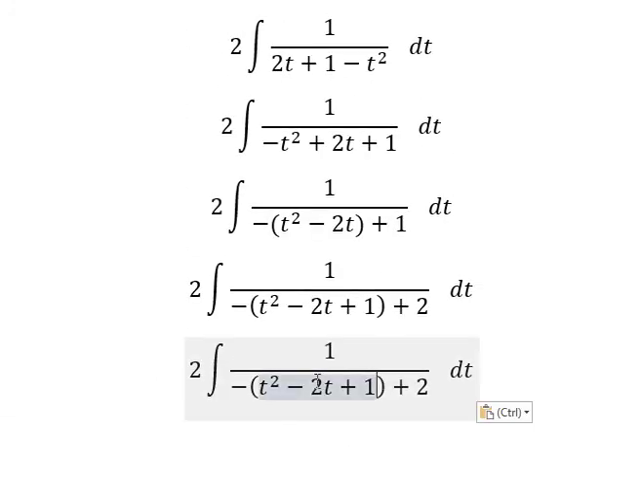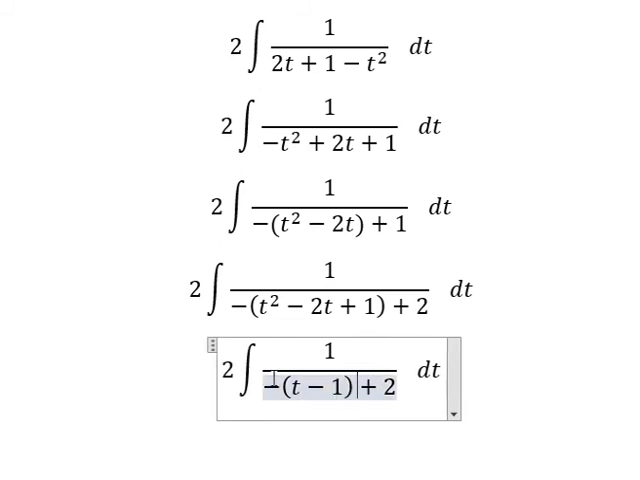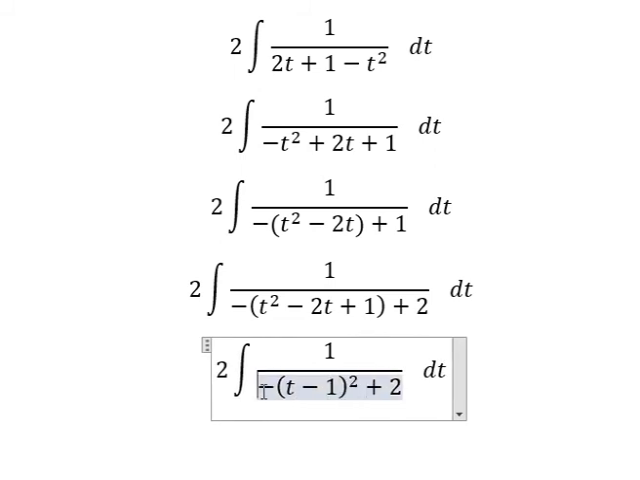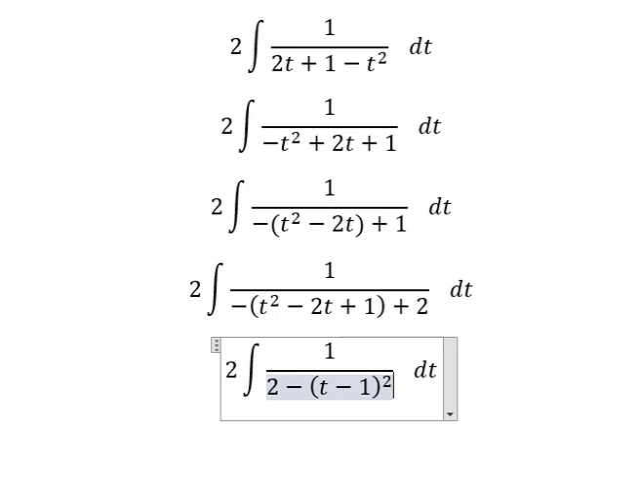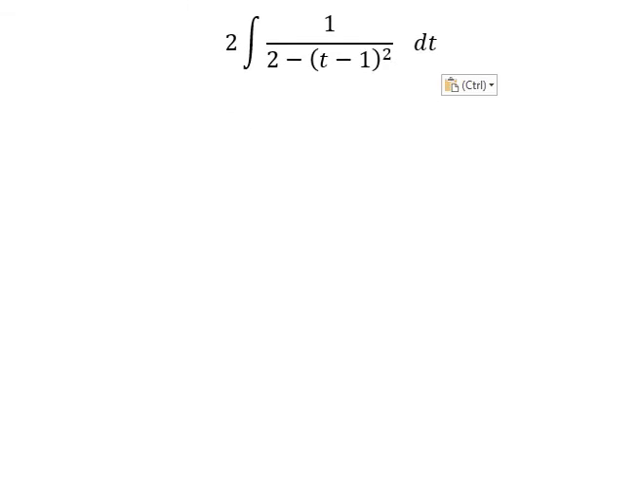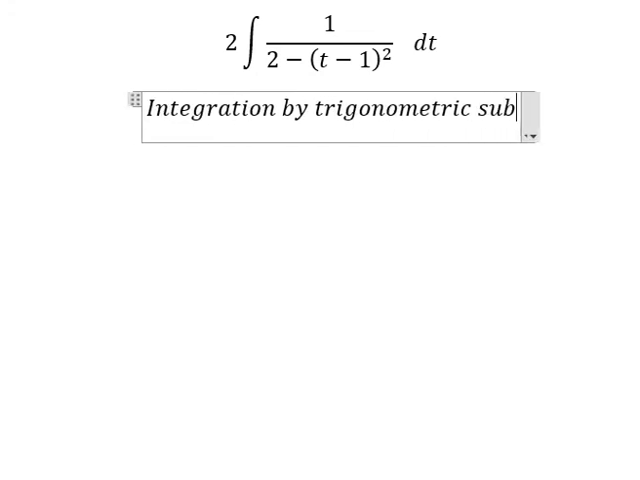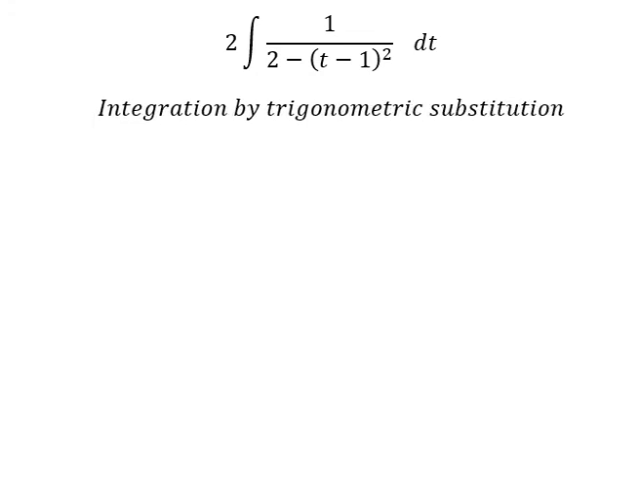So this one, that is about identities. So I will put number 2 in here. So for this one, we can use about integration by trigonometric substitution. We have t minus 1 equals to the square root of number 2 sin z.